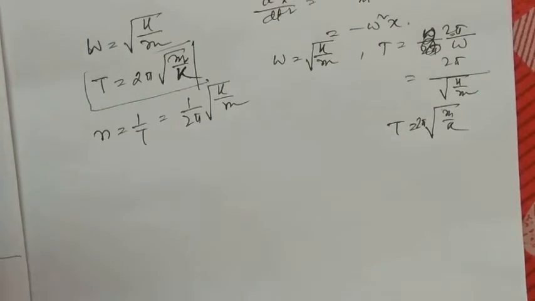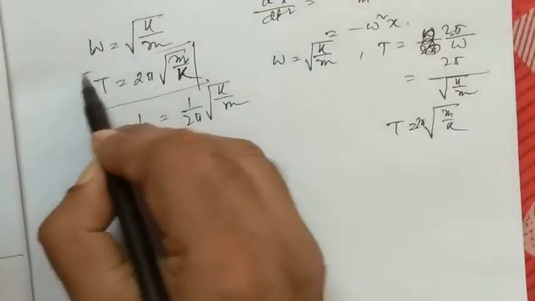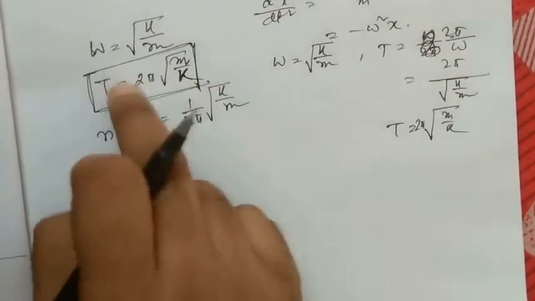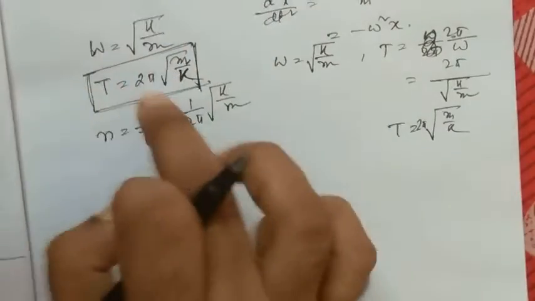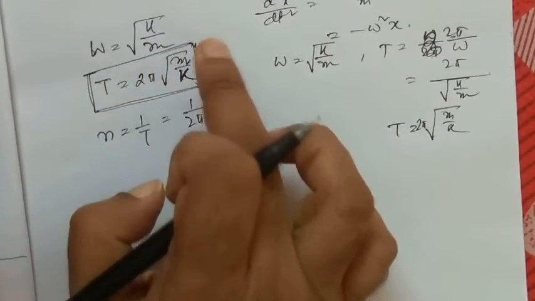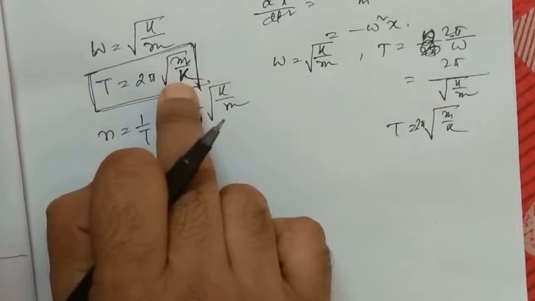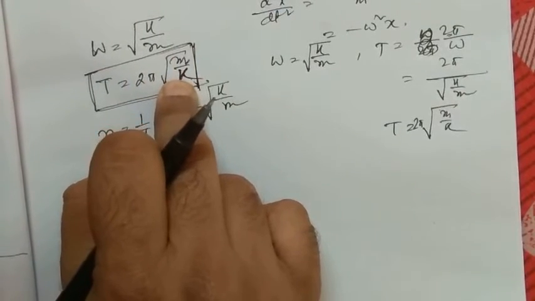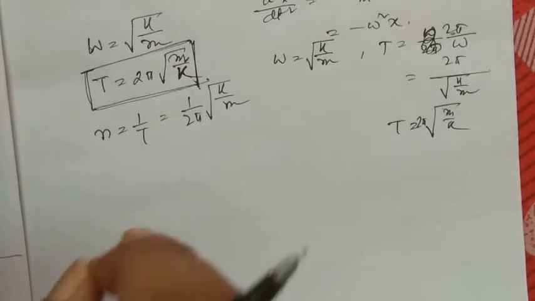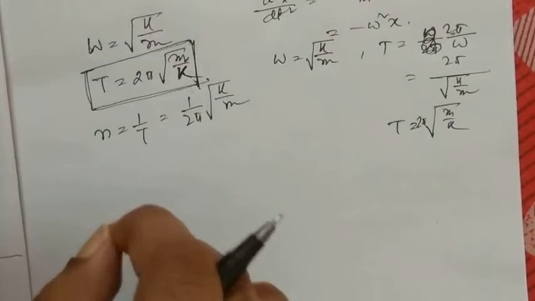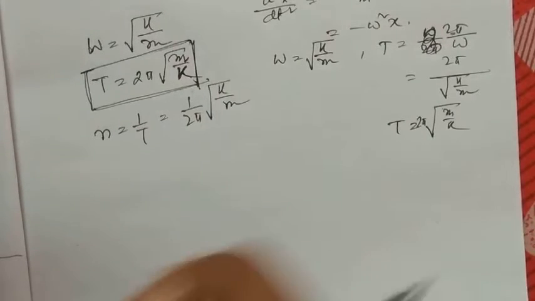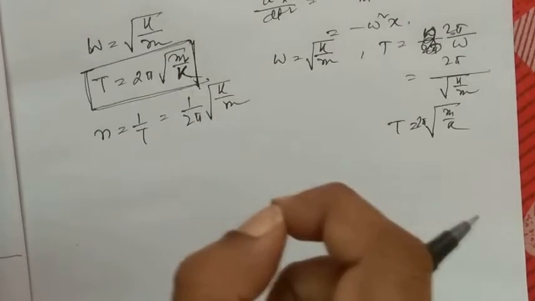Now if you see the expression of the time period, the time period of the spring pendulum is independent of acceleration due to gravity. There is no term related to acceleration due to gravity, or small g. This is the reason why a clock based on oscillation of a spring pendulum will keep proper time everywhere, on a hill or moon or in a satellite or different places of the earth. So this point is very important.